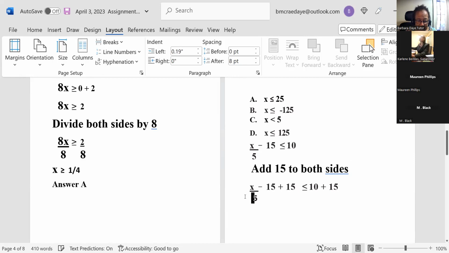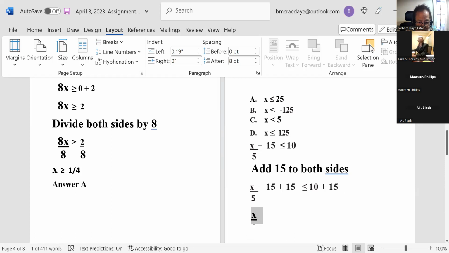Okay, so we have x over 5 minus 15 plus 15 less than or equal to 10 plus 15. Now, Maureen, if I add the 15 on the left side, what do I get? Minus 15 plus 15 is 0. Okay, so I'll have x over 5, because we'll have 0.